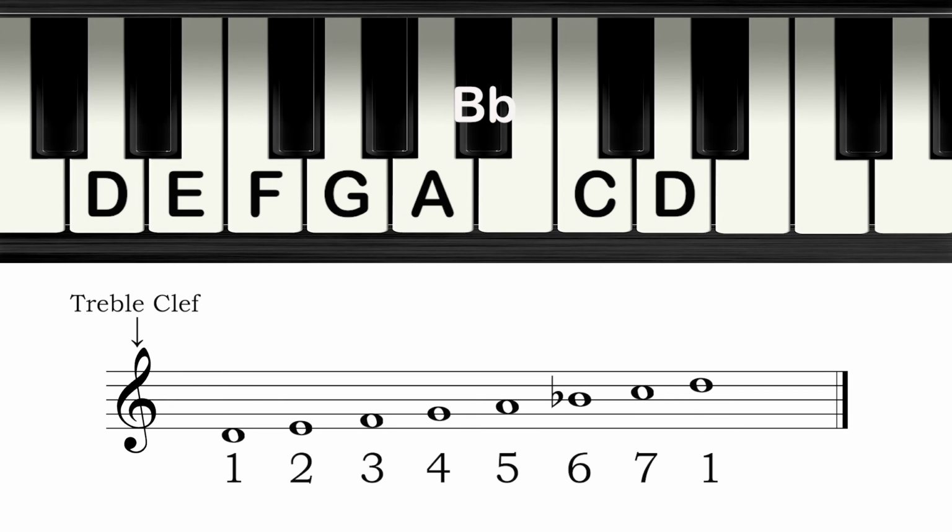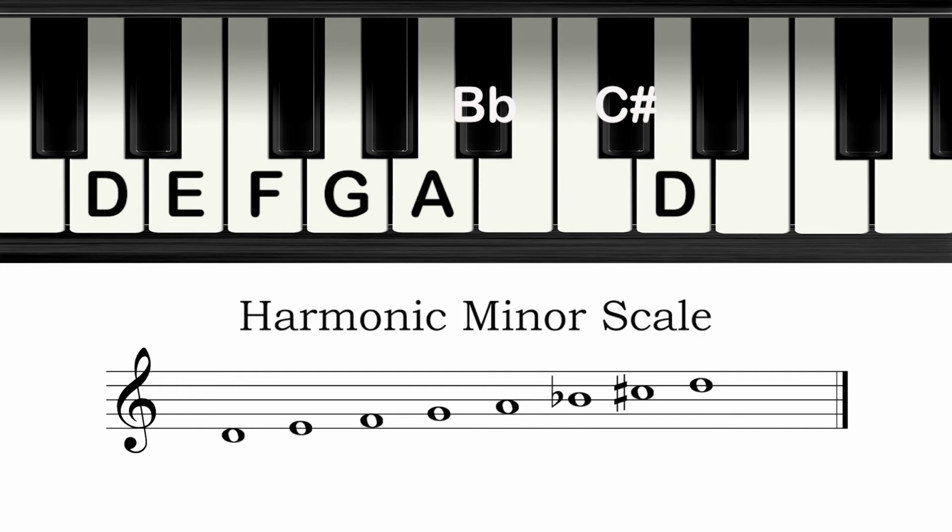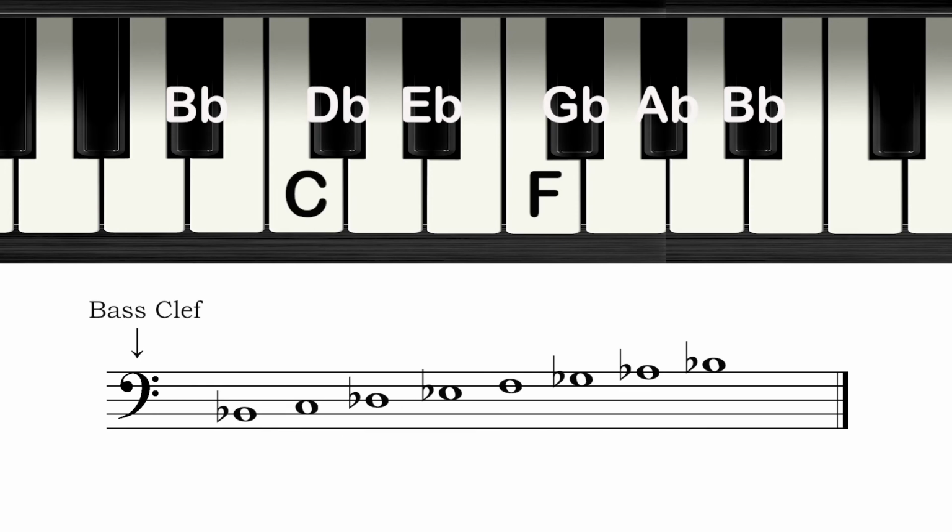Let us do D minor. D minor has one flat, which is B flat. The 7th note of D minor is the note C. Now raise it to C sharp. Yes, you can have a sharp and a flat in the same scale. Now with B flat minor, the 7th note of the scale is A flat. So raise A flat to A natural.